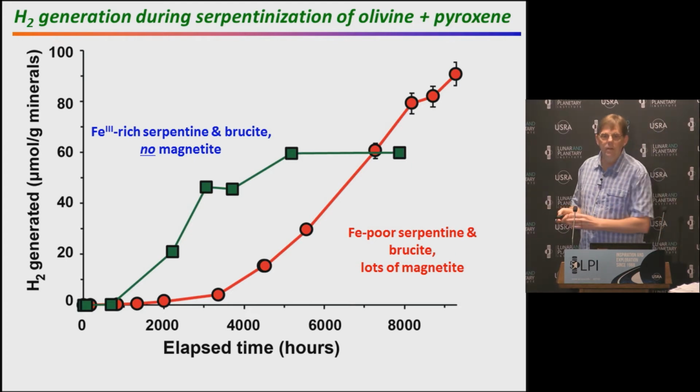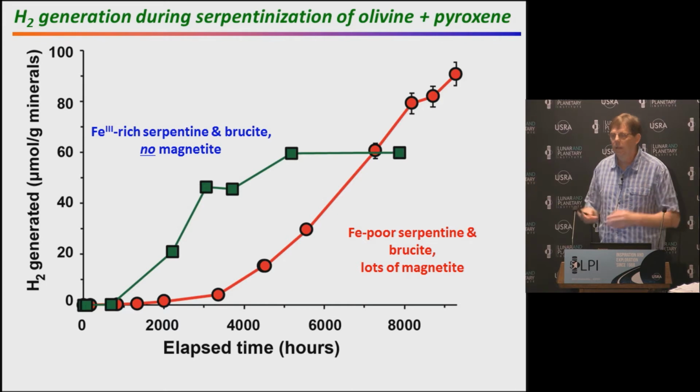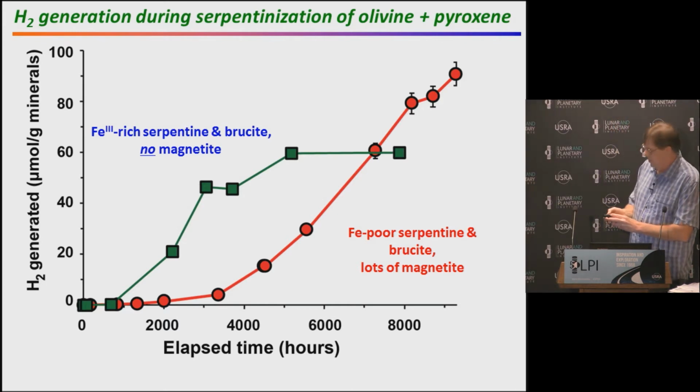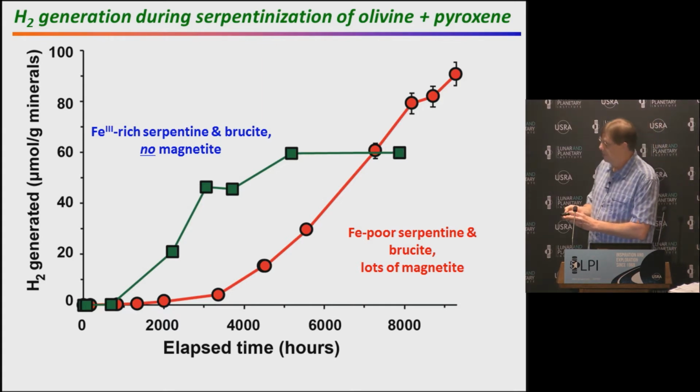But these actually take very different reaction pathways. This lherzolite experiment produces ferric iron-rich serpentine and brucite and no magnetite, whereas this experiment produced iron-poor serpentine and brucite and tons of magnetite. So they're both producing lots of hydrogen, but in very different reaction pathways. In this experiment, the hydrogen is coming from the Fe3+ that's going into serpentine rather than production of magnetite. This experiment would have no magnetic signature if you went to look for it on the seafloor, whereas this one would produce a very strong magnetic signature.